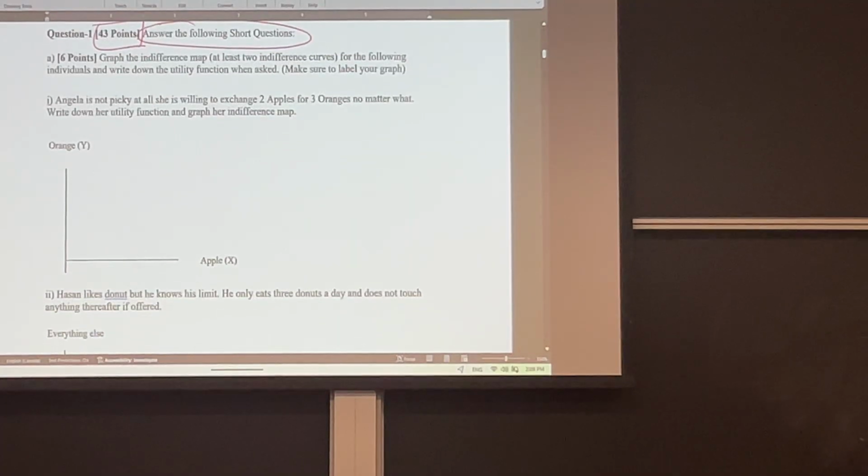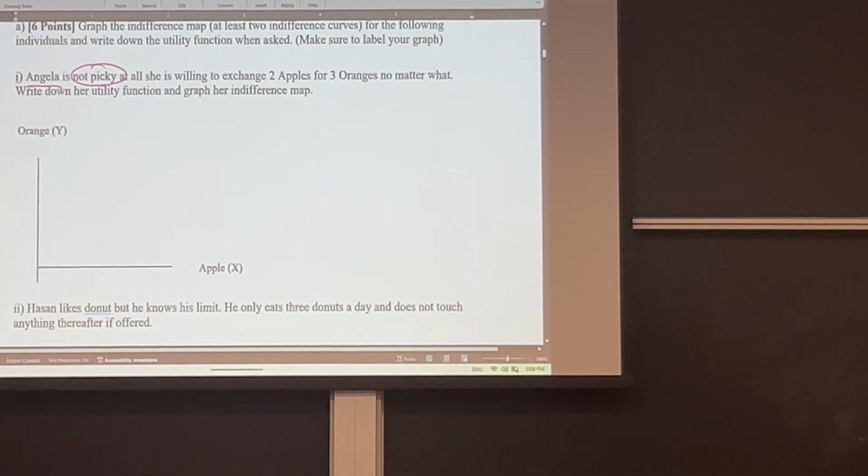The first one, general, not picky. Not picky means perfect substitute. So picky means perfect complement. So that's group number 2. Weird people. This is the not-picky perfect substitute. So the utility should look like this. We simply have to identify the alpha and beta based on the number given. Right?